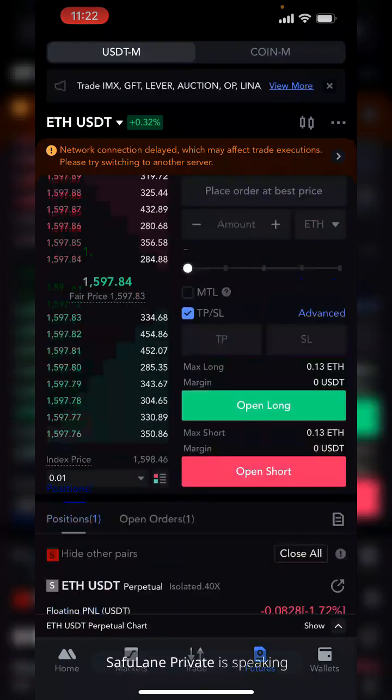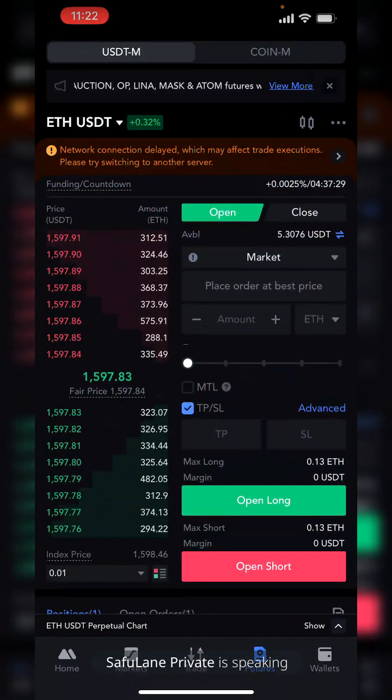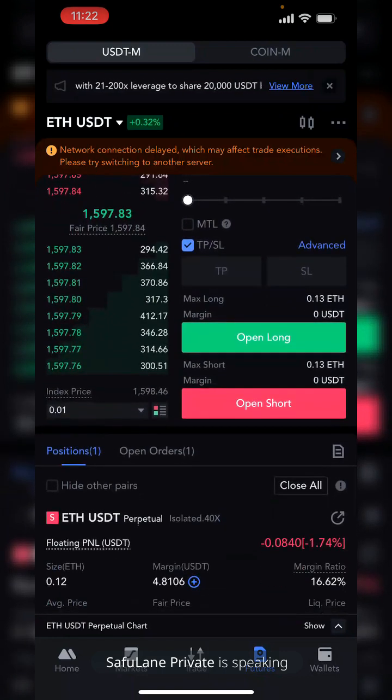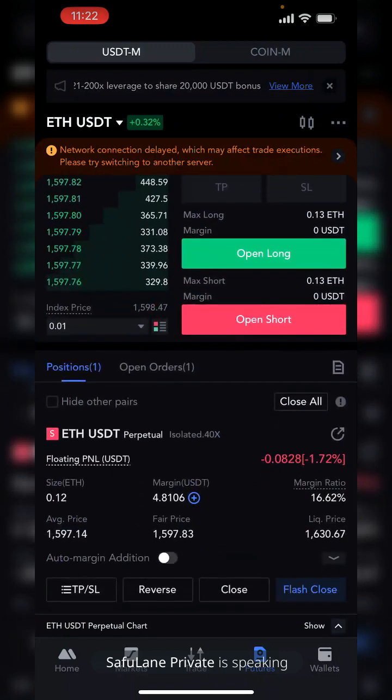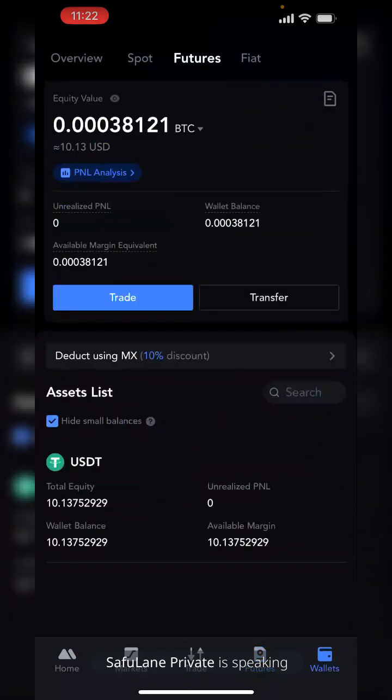So let's see. Right now I'm losing, right? Because the price of this particular pair is going up instead of coming down. And I've set my stop loss to be 1599. Don't forget, what I've set here is for my margin to be isolated 40x. So it means that whatever happens, the maximum amount I can lose is going to be my $4.8. It's not going to eat all my $10.